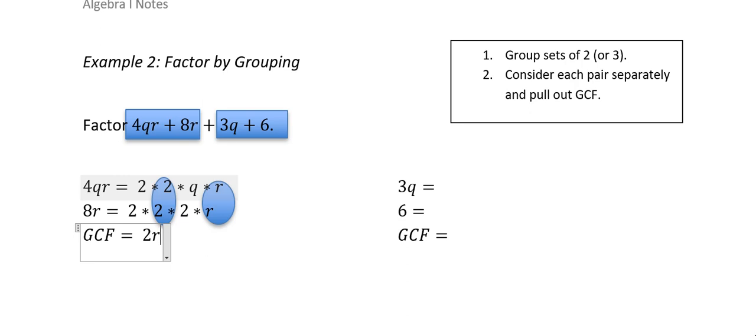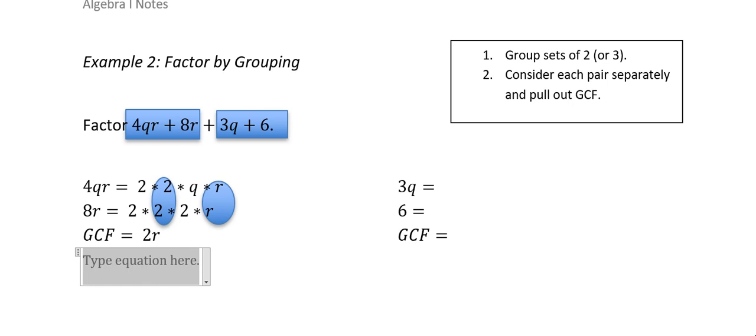So what does that mean here? Our polynomial and monomial mix here will be 2R times what's remaining. The 4QR has a 2 and a Q left, 2Q. The 8R has 2 times 2 left, so that'll be a 4. Wait. We made a mistake. I missed something, didn't I? I missed one of the 2's.